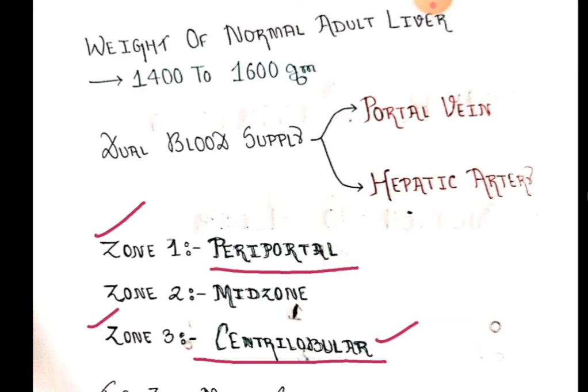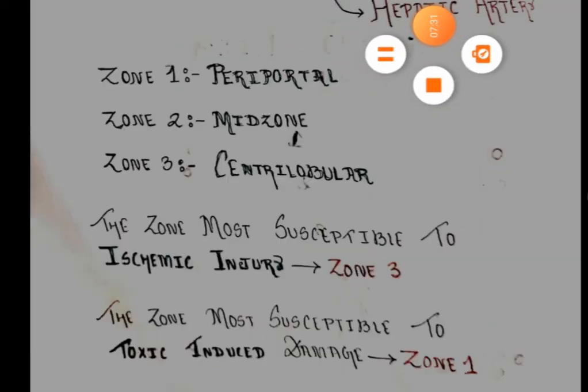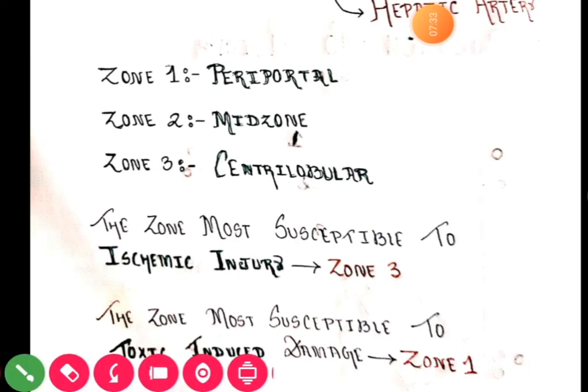And the zone which lies in between zone 1 and zone 3, that is zone 2, is named the mid zone. So zone 1 periportal, zone 3 centrilobular, and zone 2 mid zone. This we have already seen.